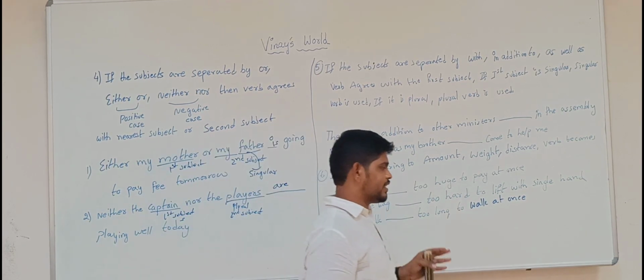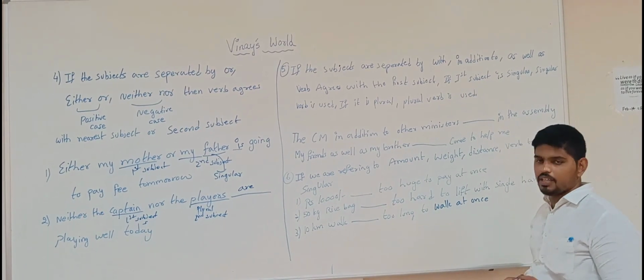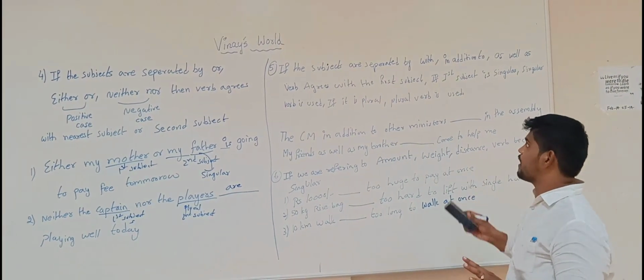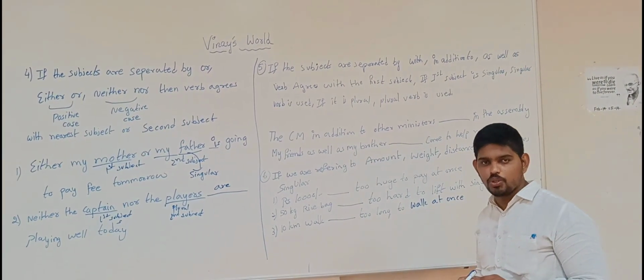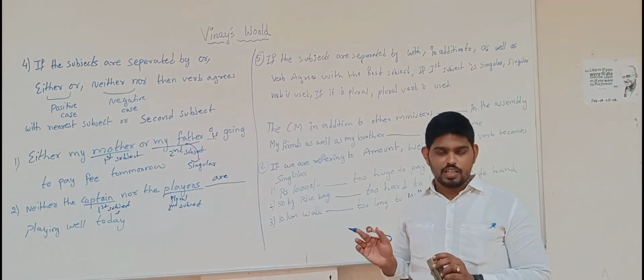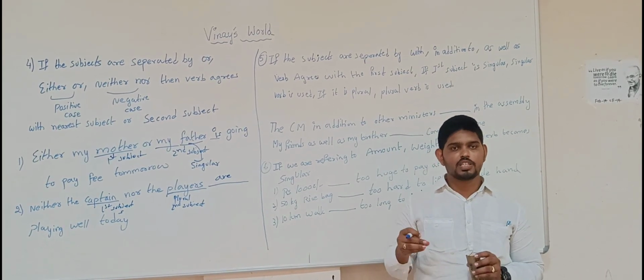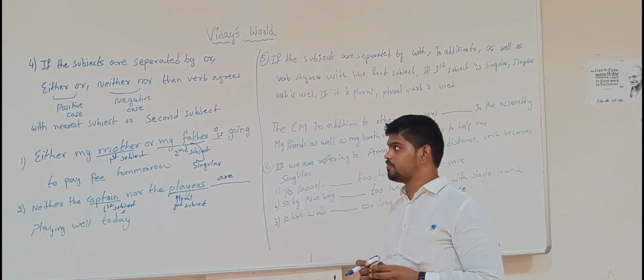Next, move on to next rule. It is somewhat reverse to this rule. For example, if the subjects are separated by with, in addition to, as well as, the verb agrees with the first subject. If first subject is singular, we should use singular verb. If first subject is plural, we should use plural verb.